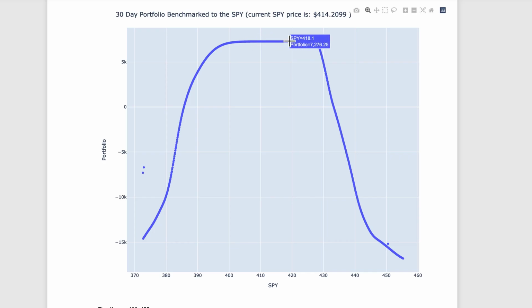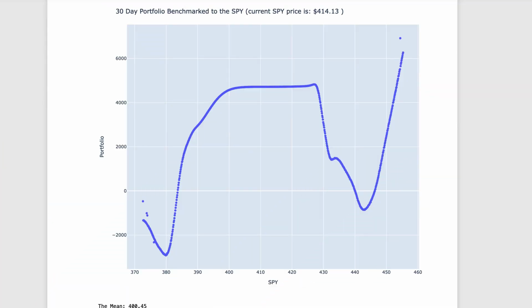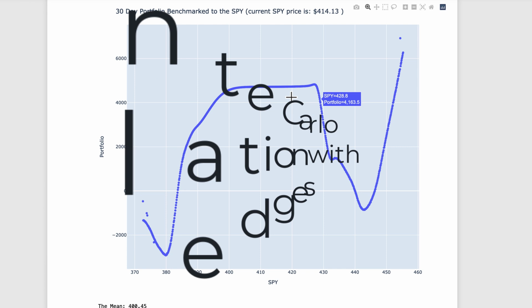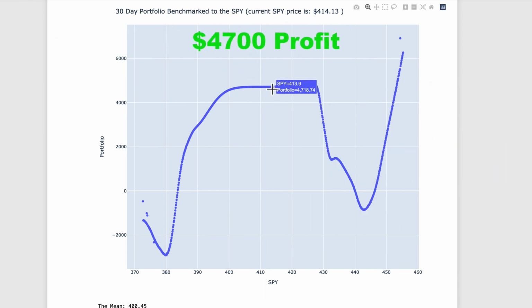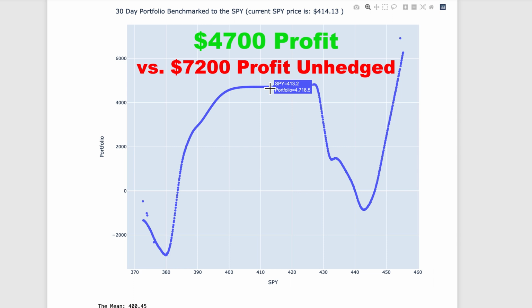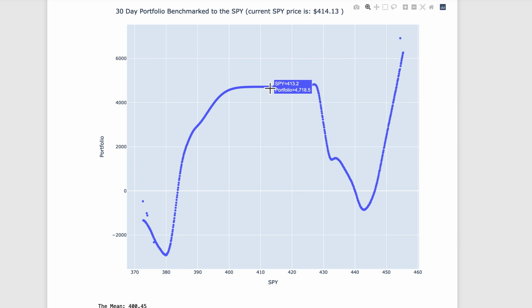Remember, our max profit here is $7,200 if we're anywhere in this zone on the SPY, anywhere between this 390 to 430 level, we're making over 7 grand. 5 to 7 grand here. So how much is it going to cost us to hedge the portfolio, and how much can we minimize these losses? So now we're looking at our Monte Carlo simulation with our hedges included. You can see here our max profit is around $4,700 on the portfolio. This is our max estimated profit, of course. It's $4,700 versus the $7,200 without the hedges. So we're spending about $2,500 on these hedges, which is very expensive but necessary in this particular portfolio.